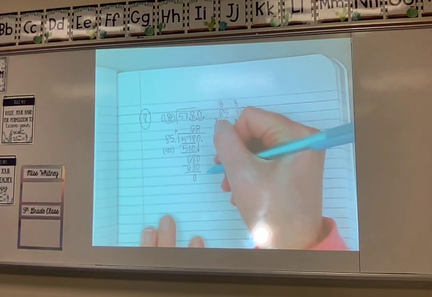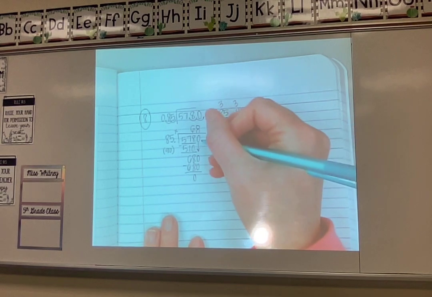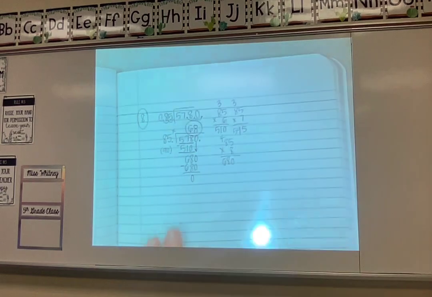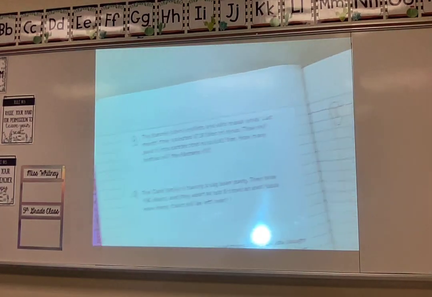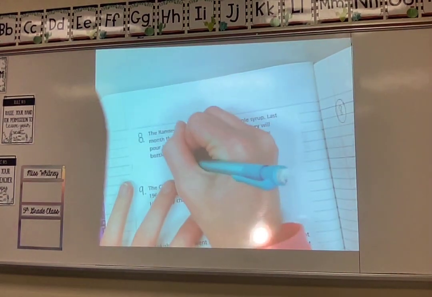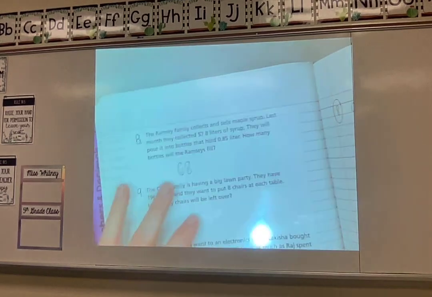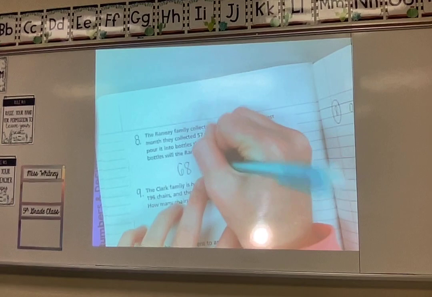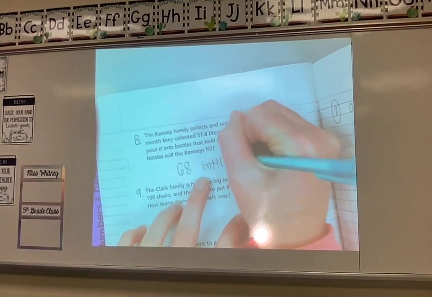I have nothing left to bring down, and I did not go past my decimal, so my answer does not need a decimal in it. My answer would be 68. So I'm going to go back over here to my word problem, and I'm going to write 68 and look for my label. It says how many bottles. So bottles would be my label.